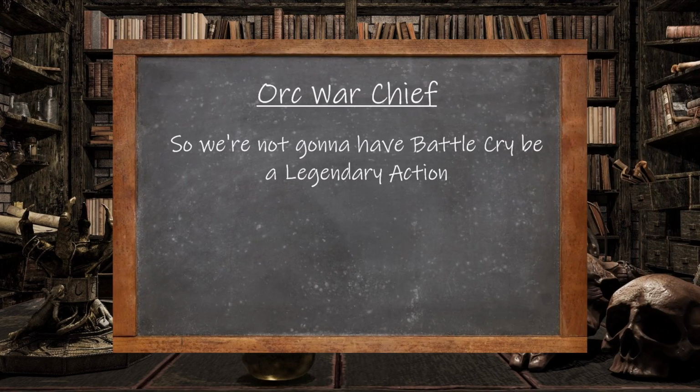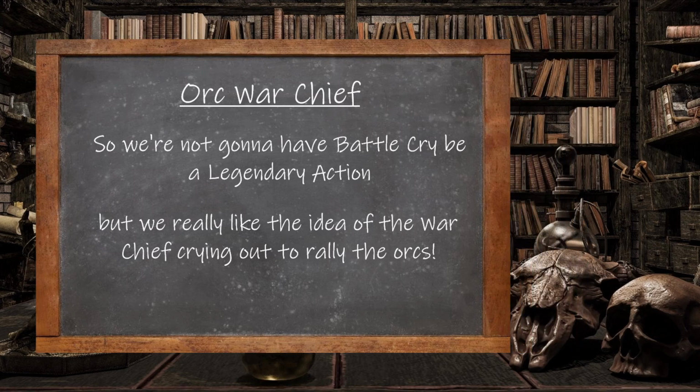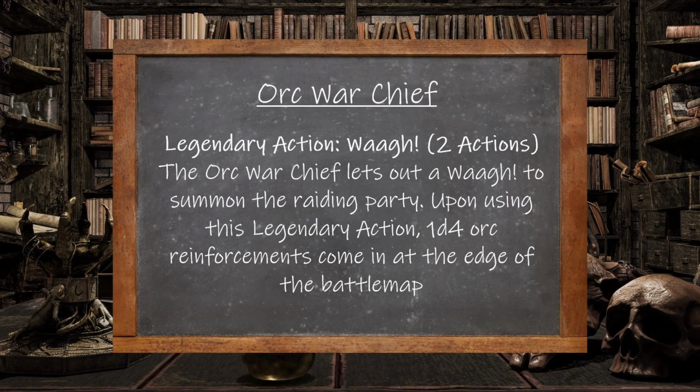So let's say I didn't turn Battle Cry into a legendary action, and I kept it as a once per day action that the Orc War Chief can use. But I really like the idea of the Orc War Chief letting out a cry or a wah to rally the other orcs into combat. If I wanted this chieftain to be able to summon his minions to maximize the effect of his battle cry, I could add in a legendary action, Wah, which allows the Orc War Chief to use 2 legendary actions to summon 1d4 orcs as reinforcement waves at the edge of the battle map.